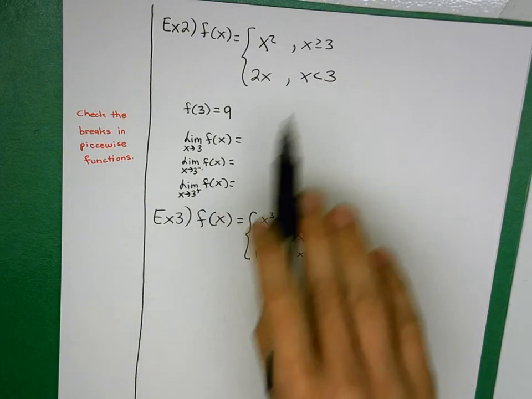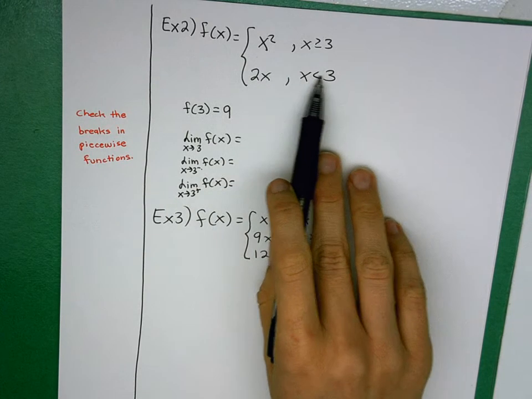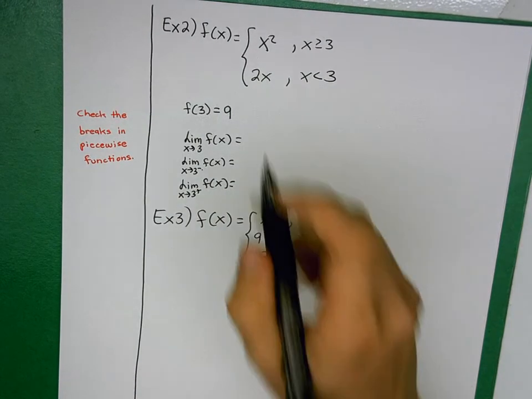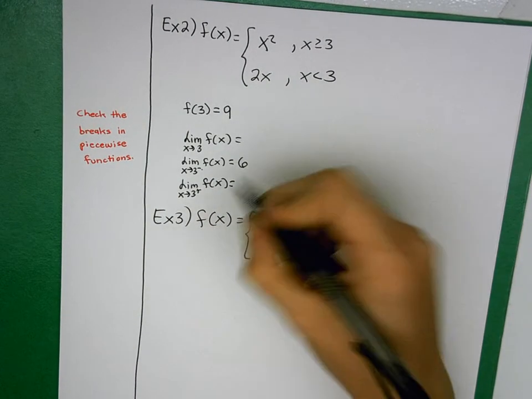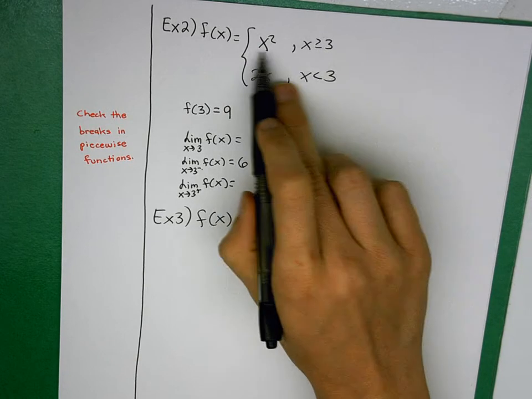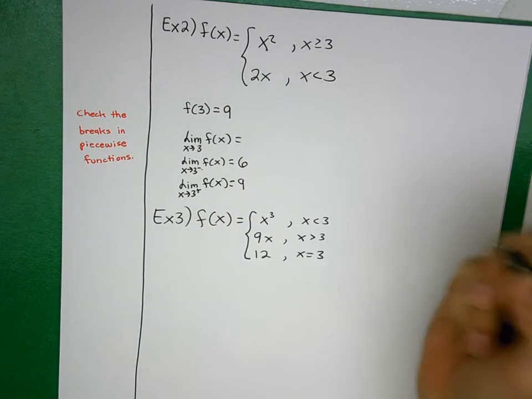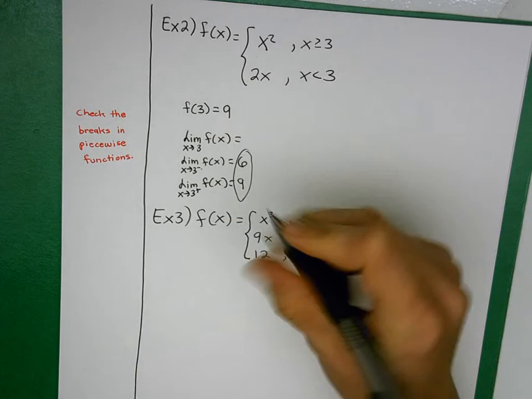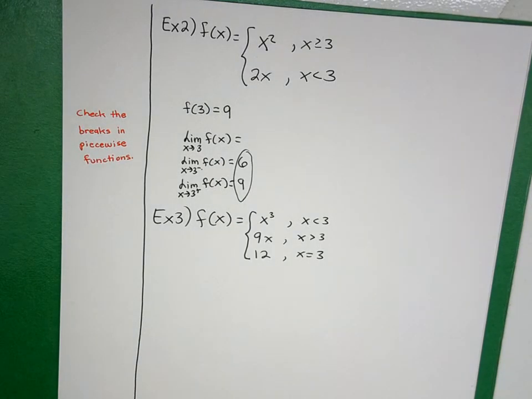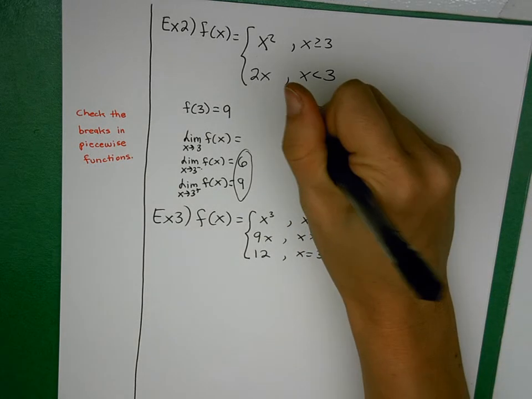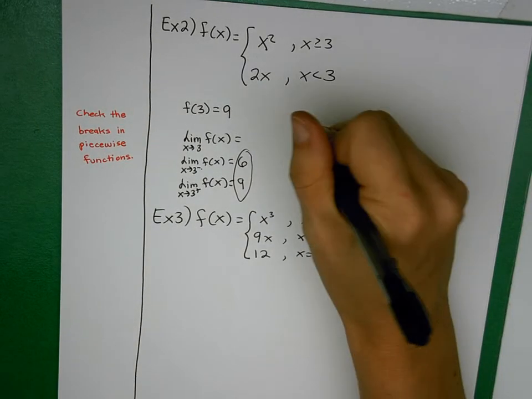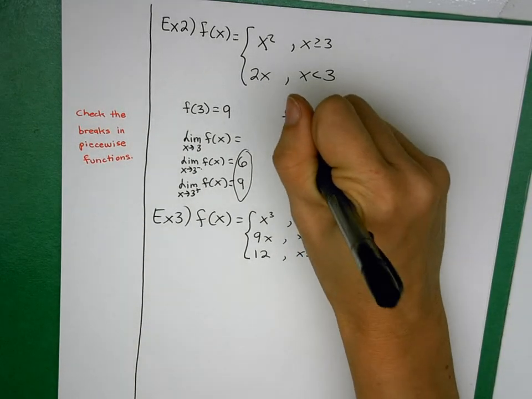From the left would be this bottom function, so from the left is 6. From the right is this top function, which is 9. So do I have an overall limit? I do not. 6 from the left, 9 from the right, they do not agree. So I'm going to go ahead and now discuss the continuity. First of all, I'm going to say that the function is discontinuous.